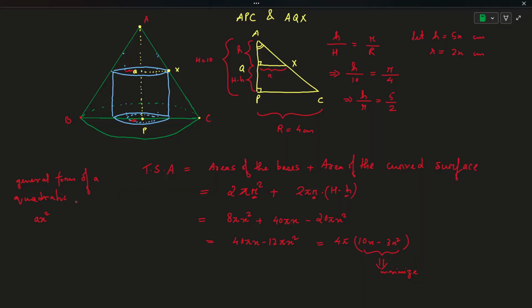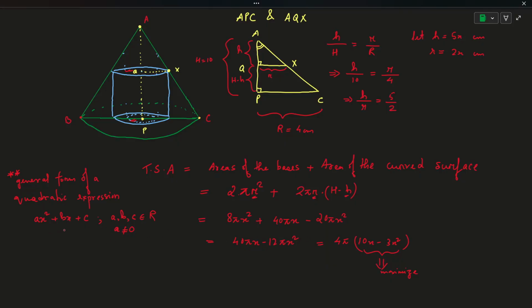I will write this as an expression. A quadratic expression is ax square plus bx plus c, where a, b, c belong to real numbers. A, b, c are not variables, they are coefficients. A, b, c belong to the real numbers, and a is not equal to 0. So this is also a quadratic expression.